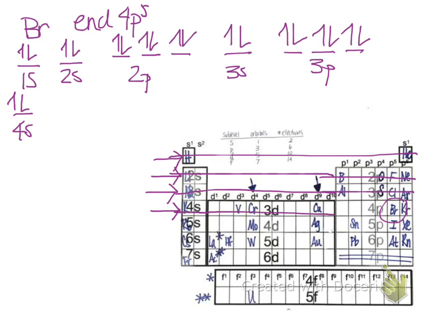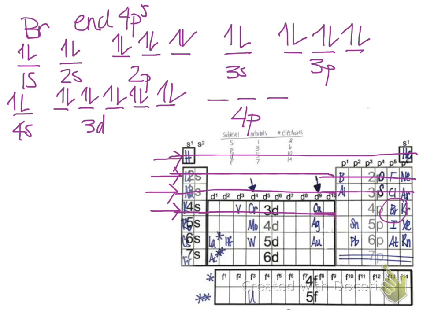How many orbitals are in a d? 5. So I'm going to draw 5 lines. 1, 2, 3, 4, 5. I'm filling those up. So I say 1, 2, 3, 4, 5, 6, 7, 8, 9, and 10. After 3d comes 4p. How many am I going to put in there? 5. So I write my 4p and I say 1, 2, 3. And then I say 1, 2, 3, 4, and 5. So that is my orbital diagram or my orbital notation.